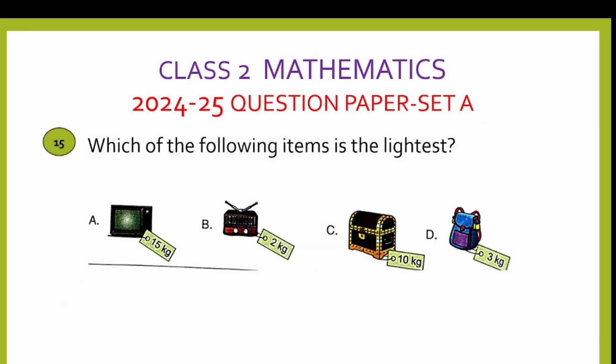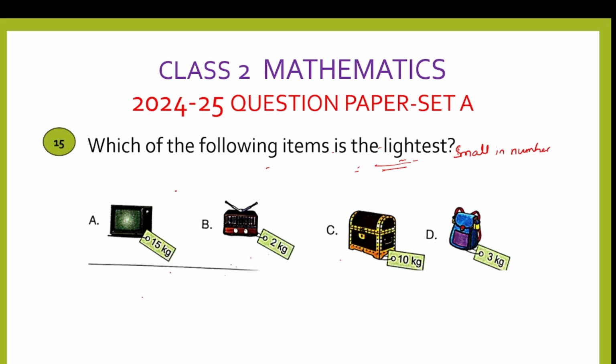Next question. Which of the following items is lightest? Now, lightest means, yes, we have been given the objects and their weights. So we have to find the item whose weight is the lightest, that means the smallest in number. We can say it simply: the item with the smallest number is the lightest item.